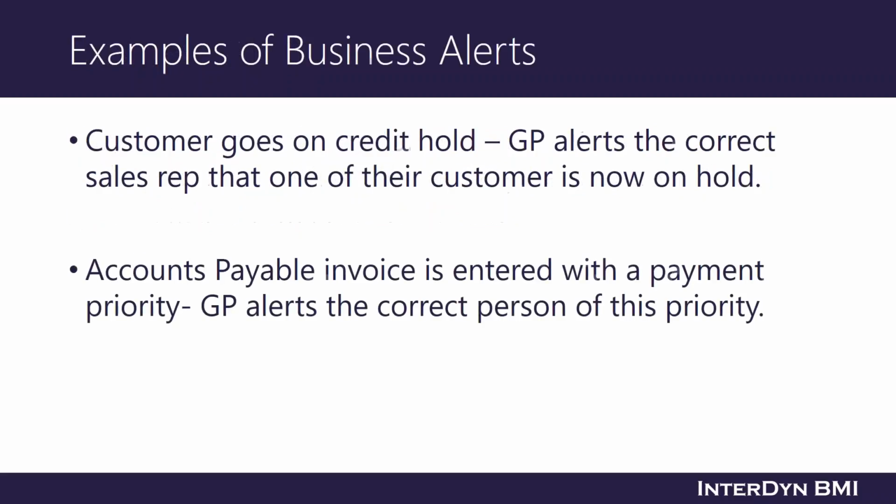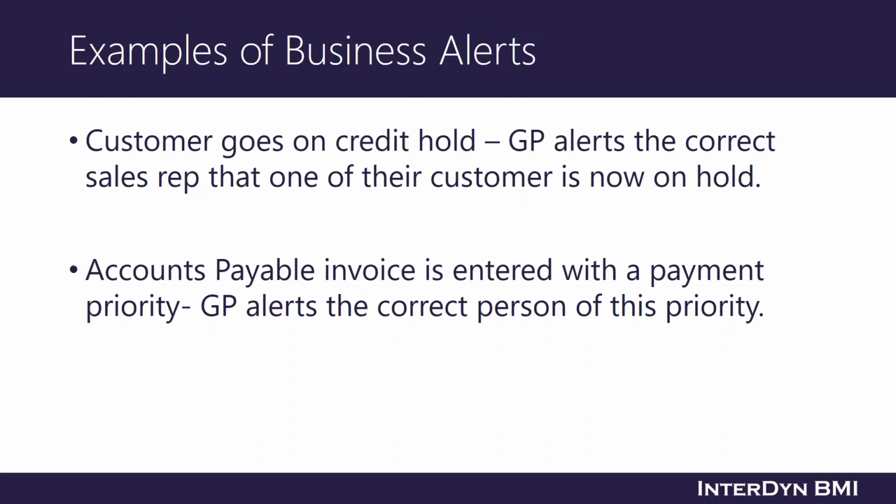Okay, so some examples, and we could spend the rest of the day on examples, but simple things like maybe a customer goes on credit hold, or we've got a hold on their account for some reason. Doesn't have to be credit, I guess. GP Business Alerts can send the appropriate sales rep, based on the customer setup, a notification that hey, account executive, this particular customer has been placed on hold. And again, the alert's not going to do anything with that. It's just an alert. That's why it's called an alert. So it just tells us what's going on.